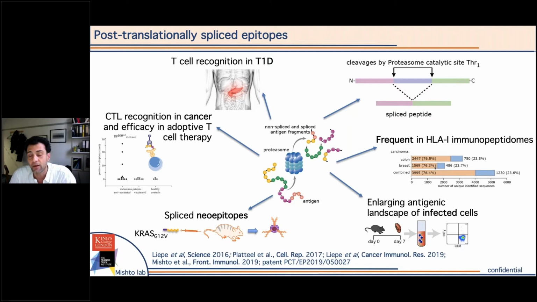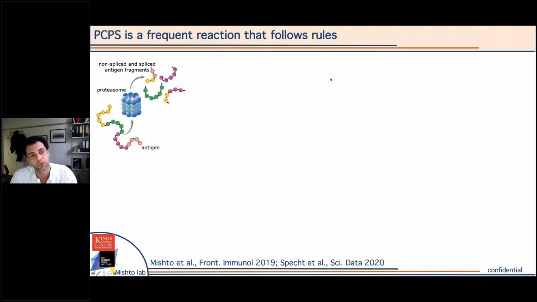Since then, we had various achievements in different aspects of peptide splicing and in terms of translational application in cancer, infection, and autoimmunity. I will today analyze a few of the results that we and others obtained in the last years. The first information that I would like you to keep in mind is that peptide splicing is a frequent reaction.